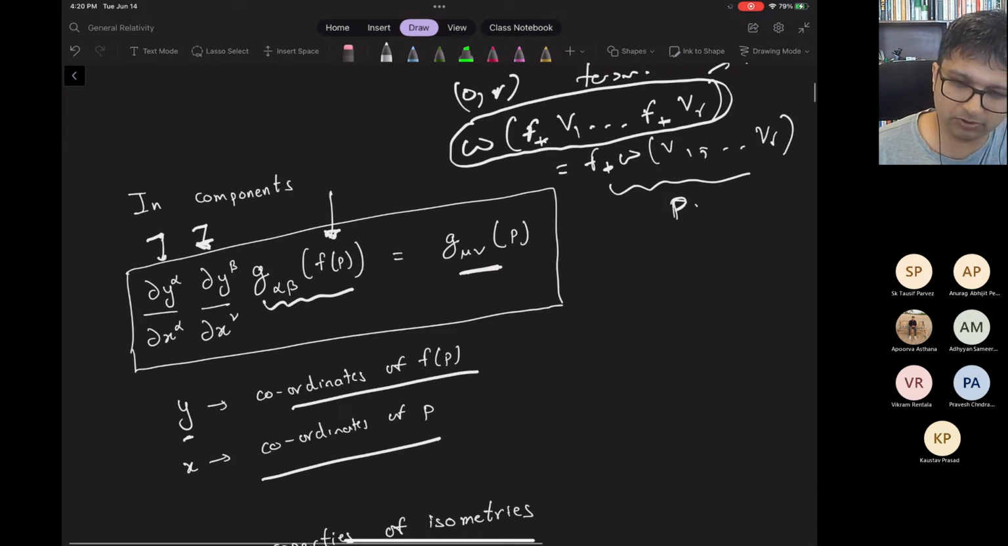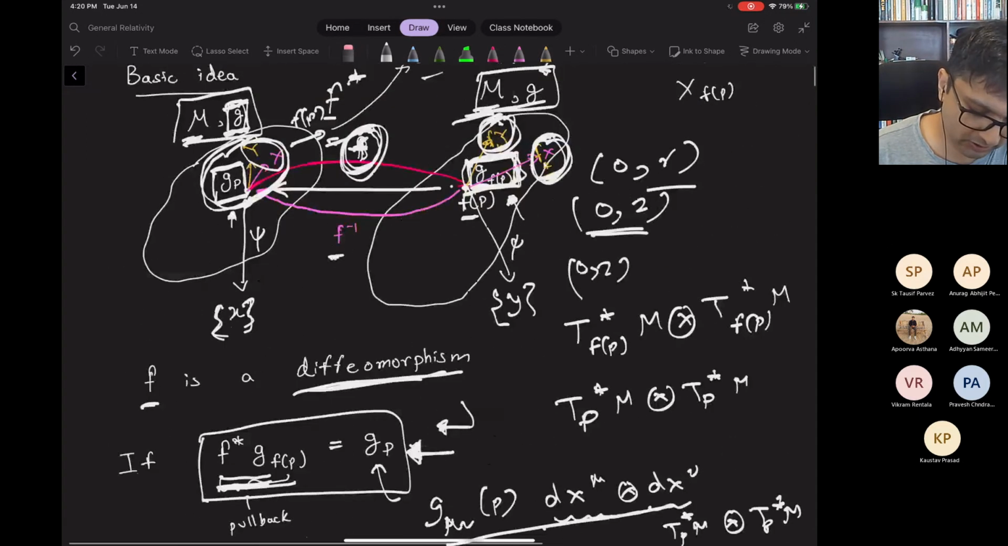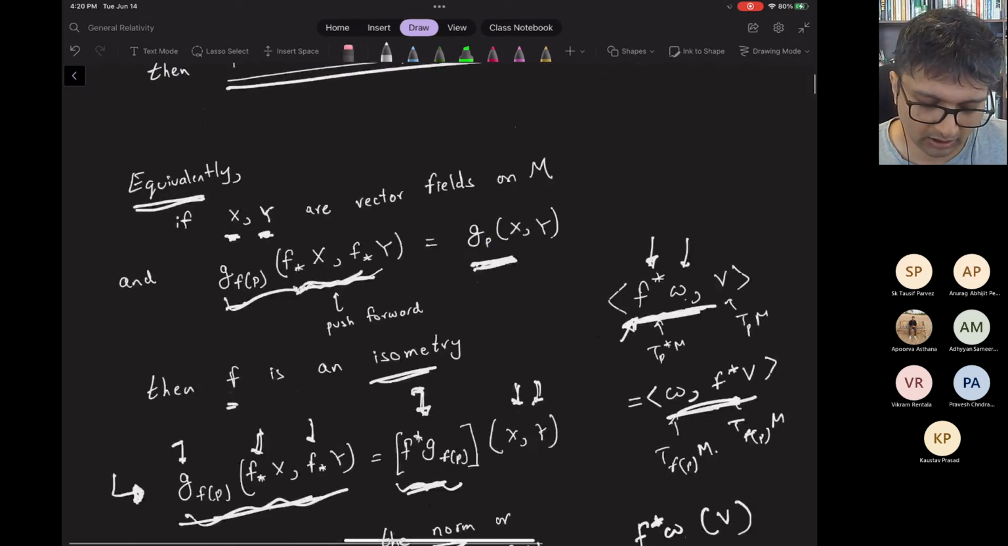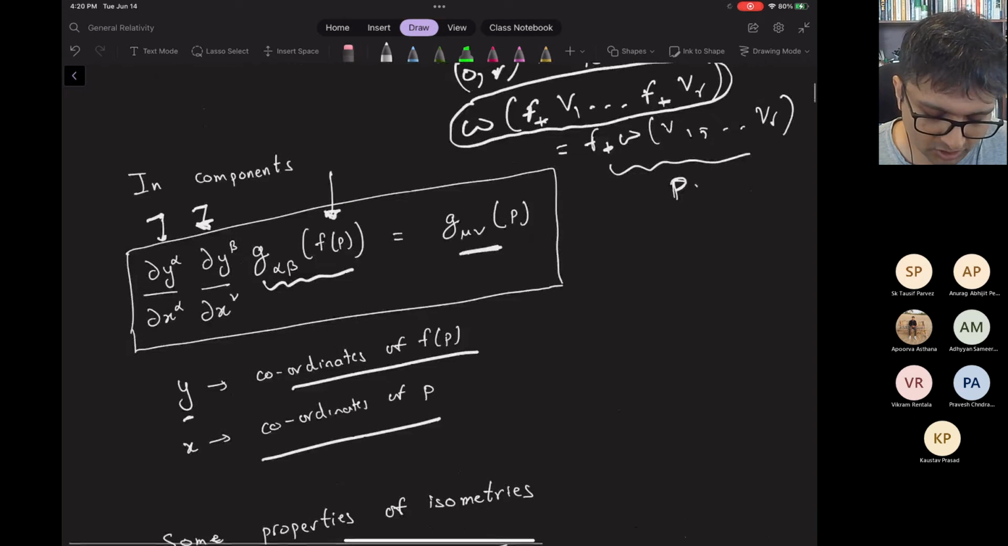You could be using different coordinate charts. You could be using either the same coordinate chart psi in both cases, or a different coordinate chart phi over here. You don't have to be using the same coordinate chart after the transformation. And so this is the equation that we have.